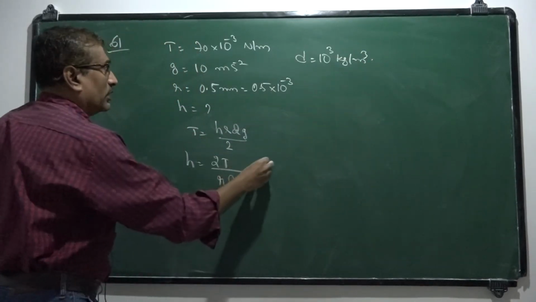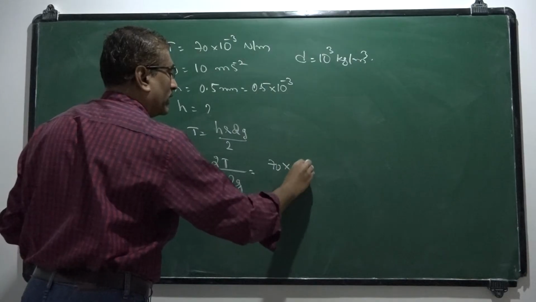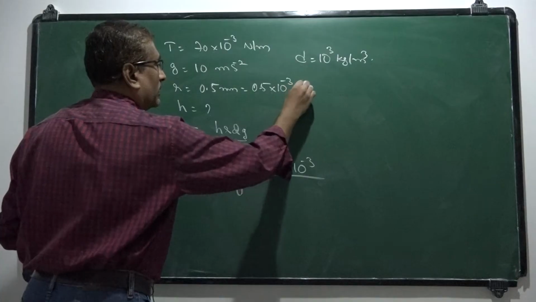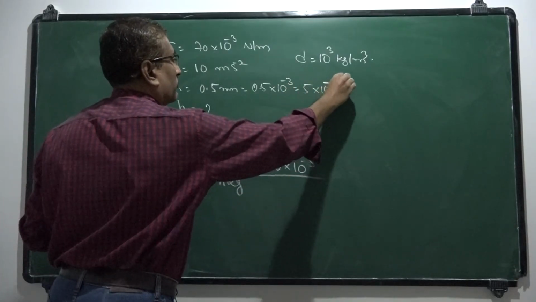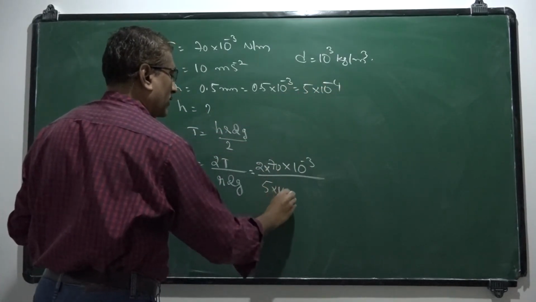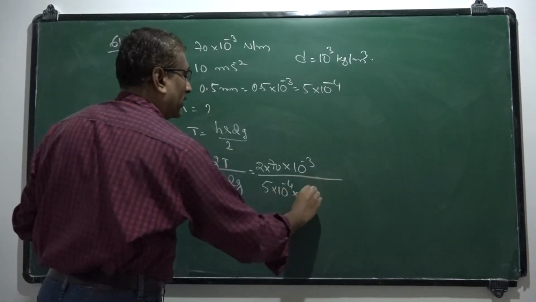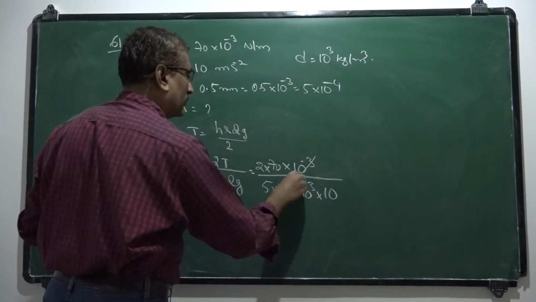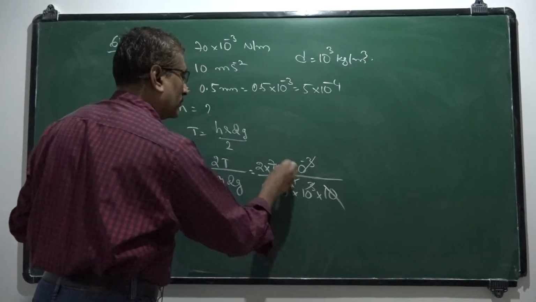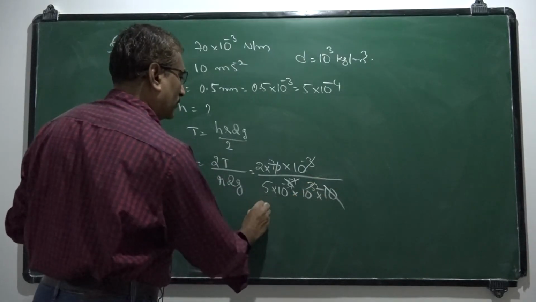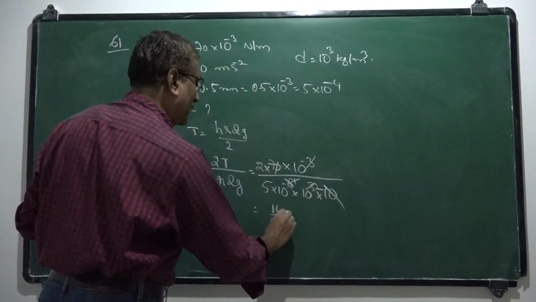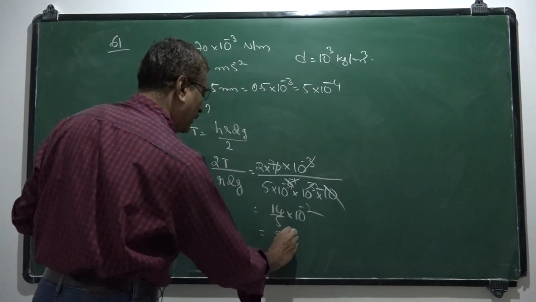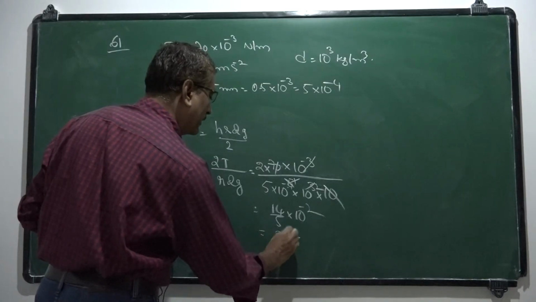So, substituting all this, 70 into 10 to the power minus 3 into 2, divided by radius, that is 5 into 10 to the power minus 4, density 10 cube and g 10. That is 14 by 5 into 10 to the power minus 2. That is 2.8 centimeter.